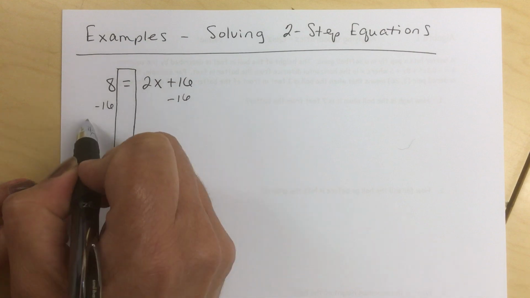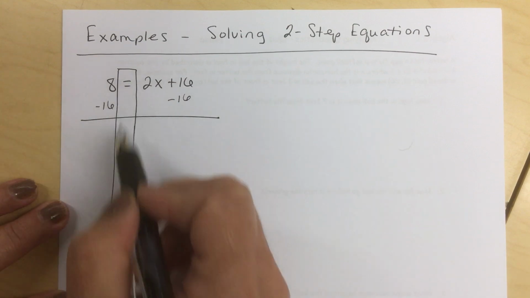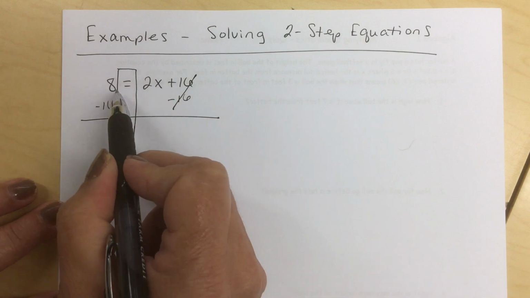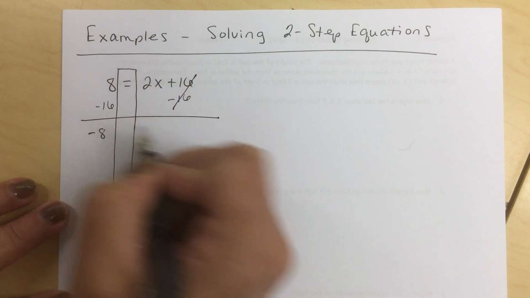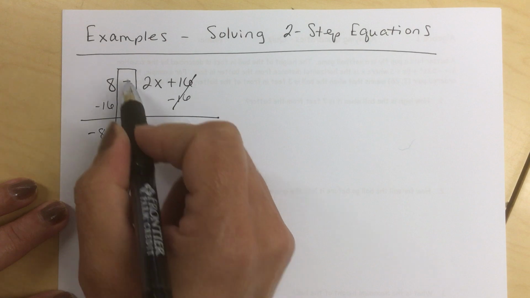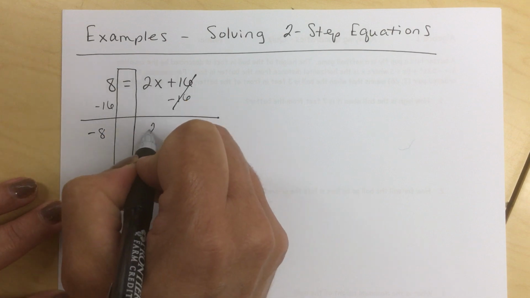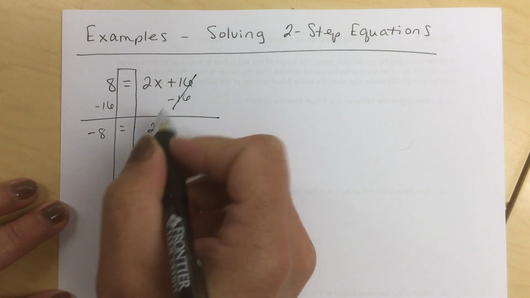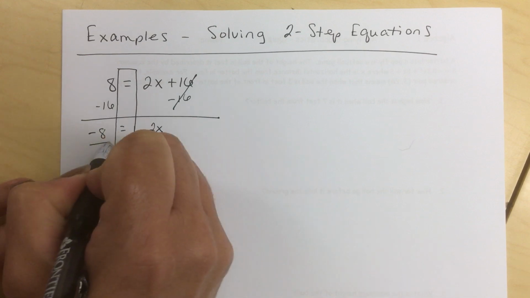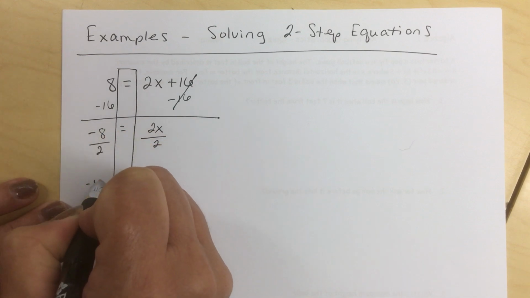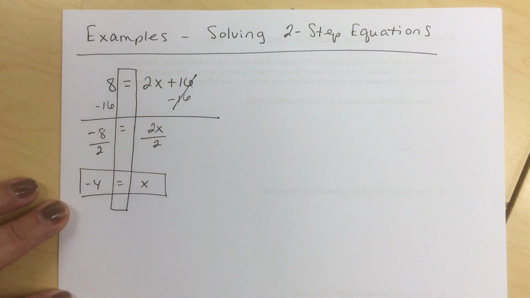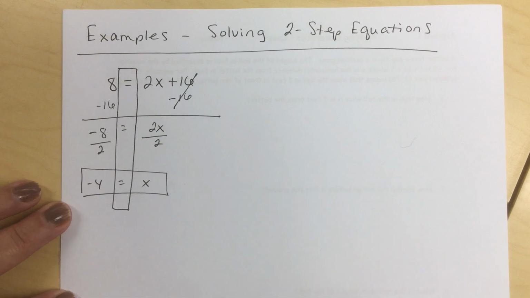So if I subtract 16 from both sides, so one on each side of this wall, then this is going to become 0. 8 minus 16 is a negative 8, and on this side of the wall, my equal sign, I just have a 2x left, so I've got an equal there. Then I want to get my x alone, so I'm going to divide both sides by 2, and so I have a negative 4 equals x, so that is my answer, okay?